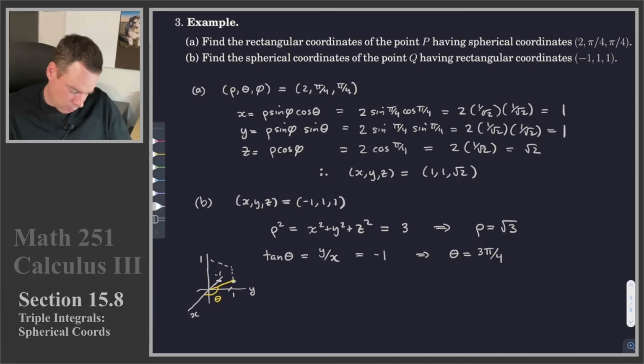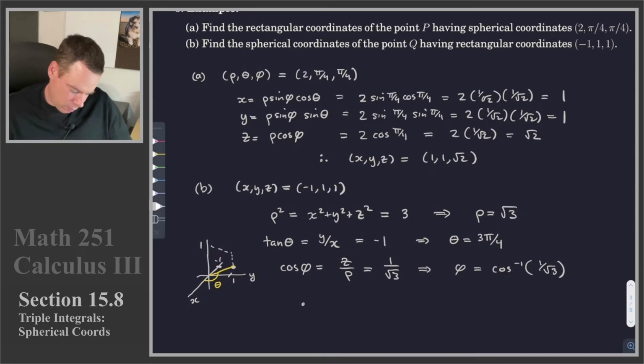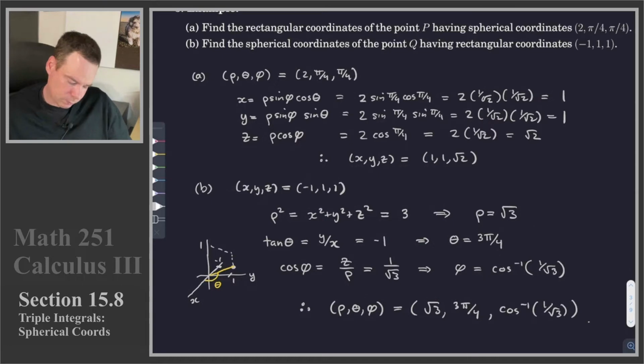And so what about our phi value? Well, we have cos of phi is equal to z over rho. Z is 1, rho is root 3, so that tells us that phi is equal to cos inverse of 1 over root 3. And so there we go. We found our rho, theta, and phi values. It's root 3, 3 pi by 4, and cos inverse of 1 over root 3. Okay, so that's how we can convert back and forth between rectangular coordinates and spherical coordinates.